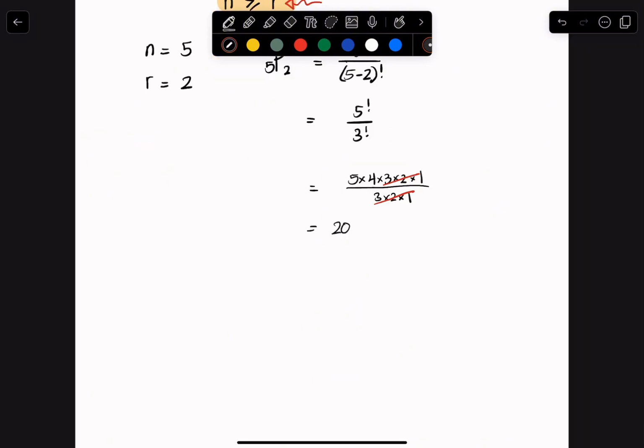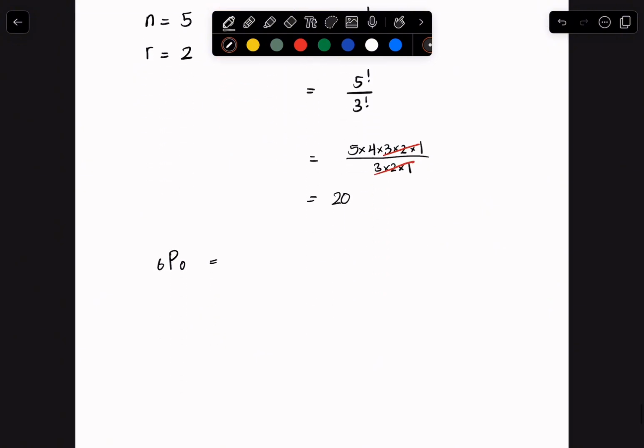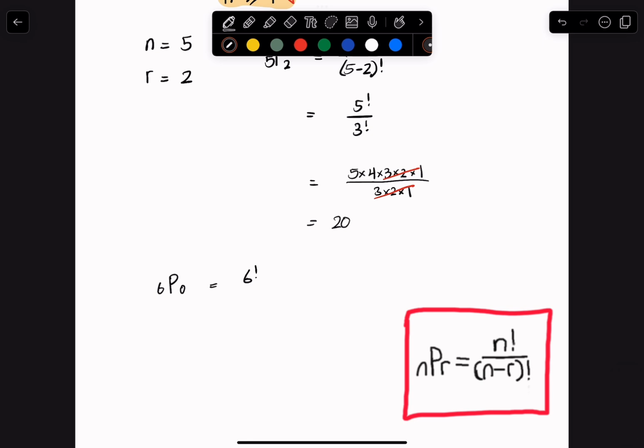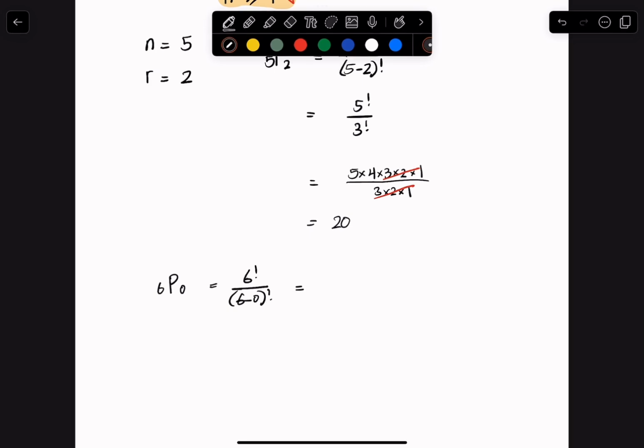Let's see another special example here. Let's say we have 6P0 this time. That looks special, but let's see how we calculate that. Since that formula is our only way to calculate permutation, I will just use that formula again here. If you look at the formula, you will get 6 factorial over 6 minus 0 factorial, which is basically 6 factorial over 6 factorial, and that gives me 1 as the answer.